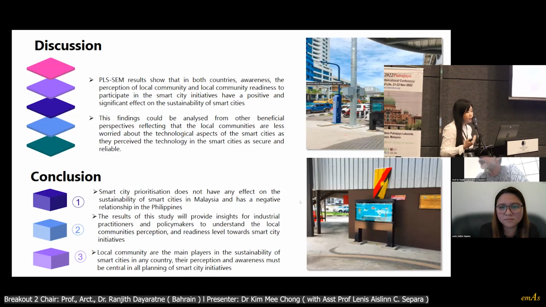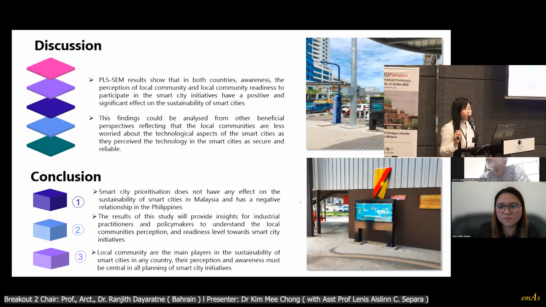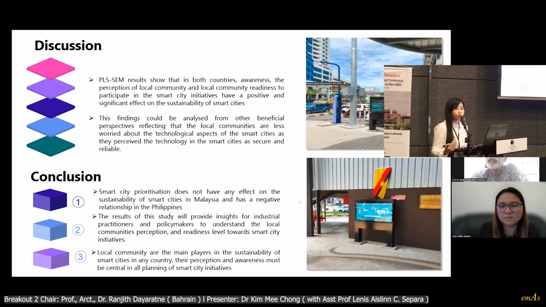We found that in both countries, the awareness, the perceptions of the local community, and the readiness are very important. And for the hypothesis that was rejected, we found that the local community is less worried about the technology aspect. When they look at a smart city, they already expect the technologies, so they feel secure and that the technology application is reliable. To conclude this research, smart city prioritization does not have any effect on sustainability.